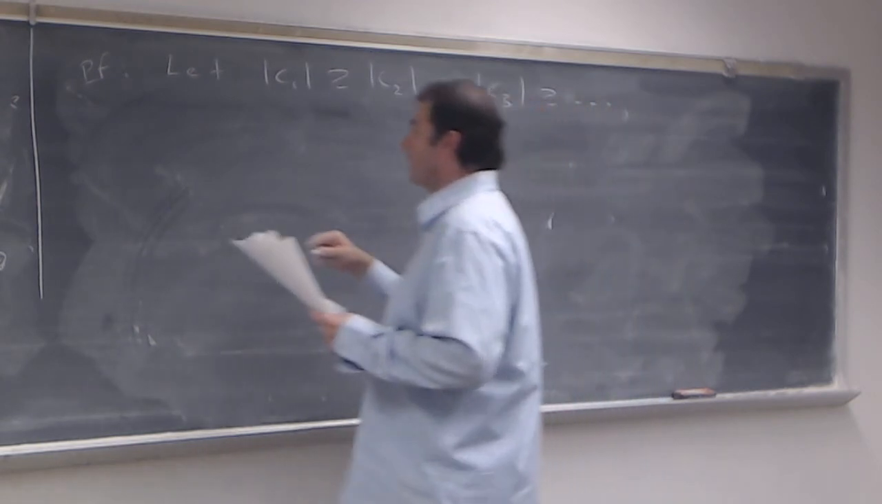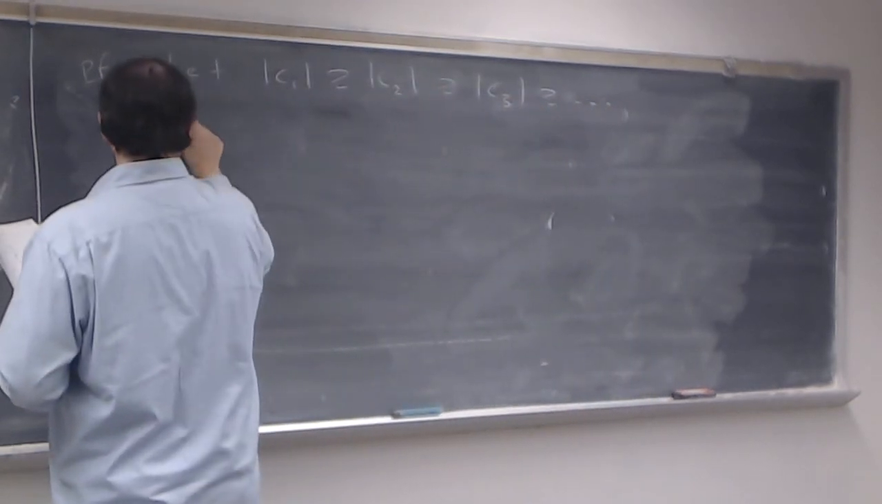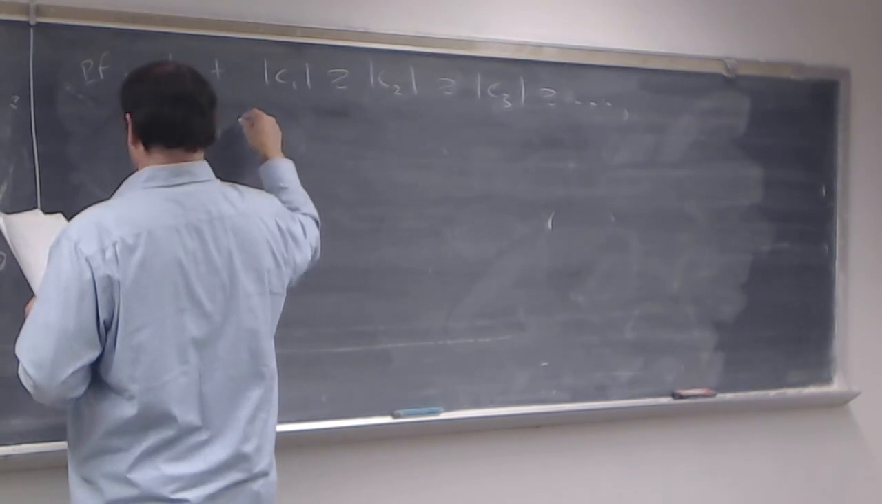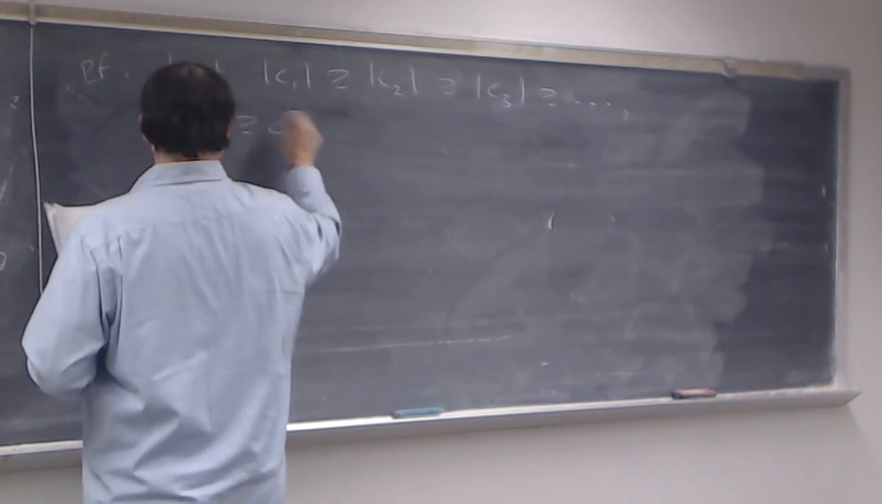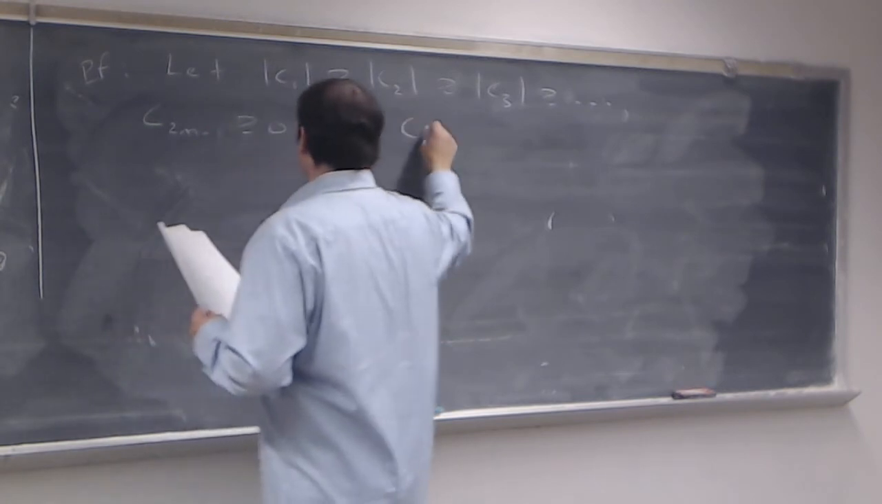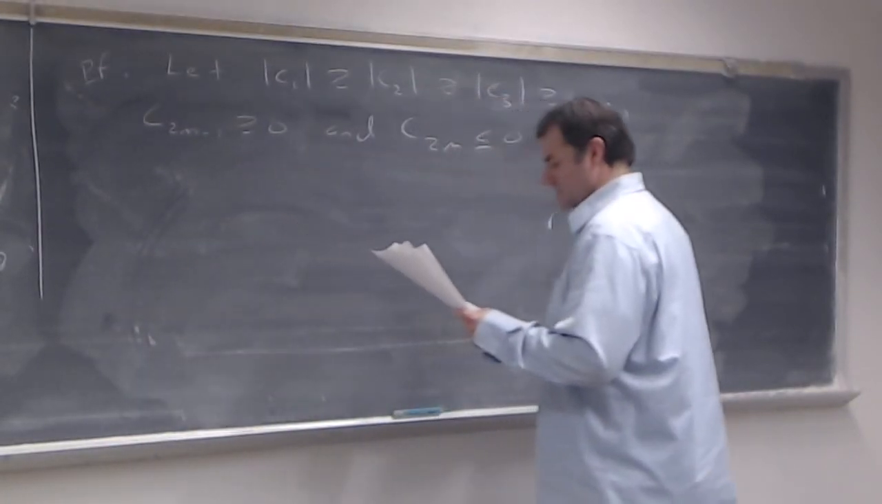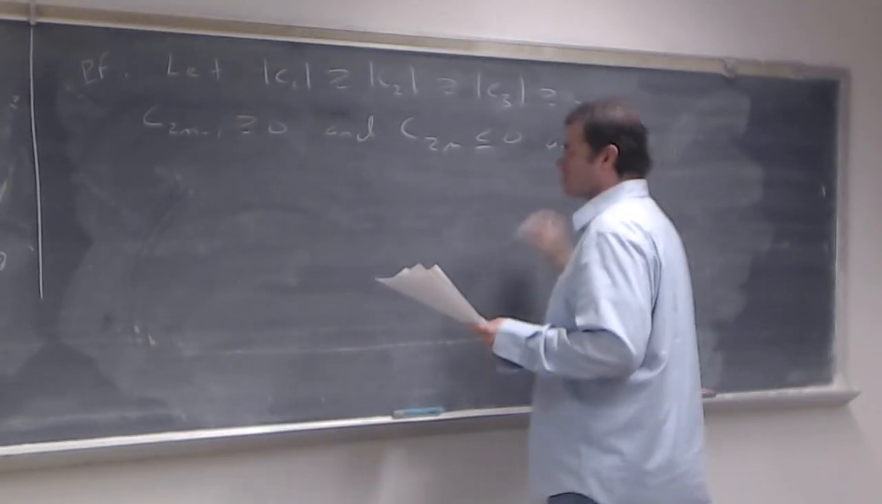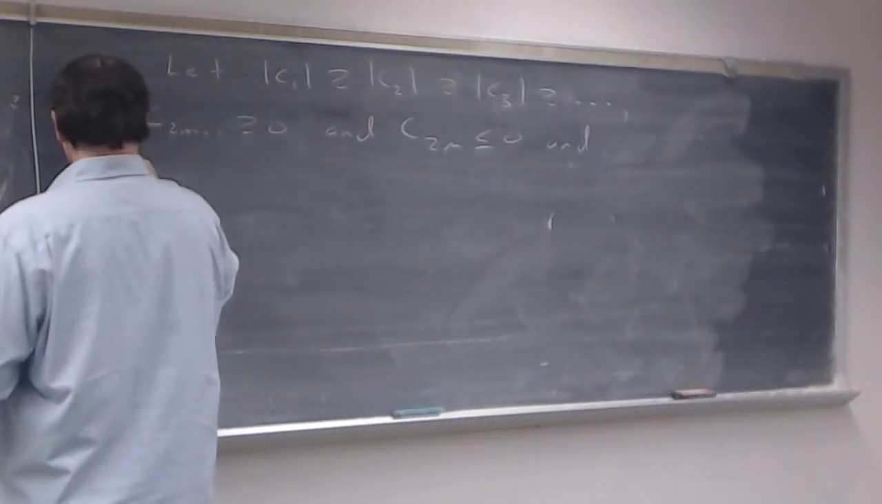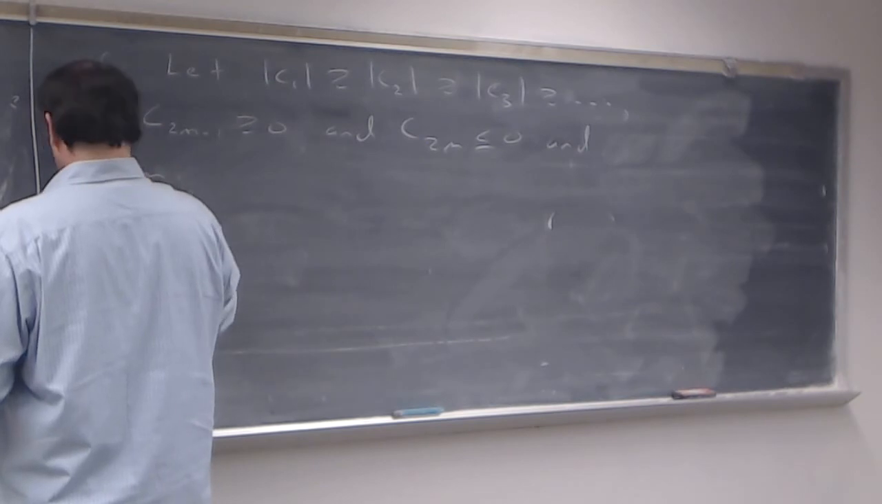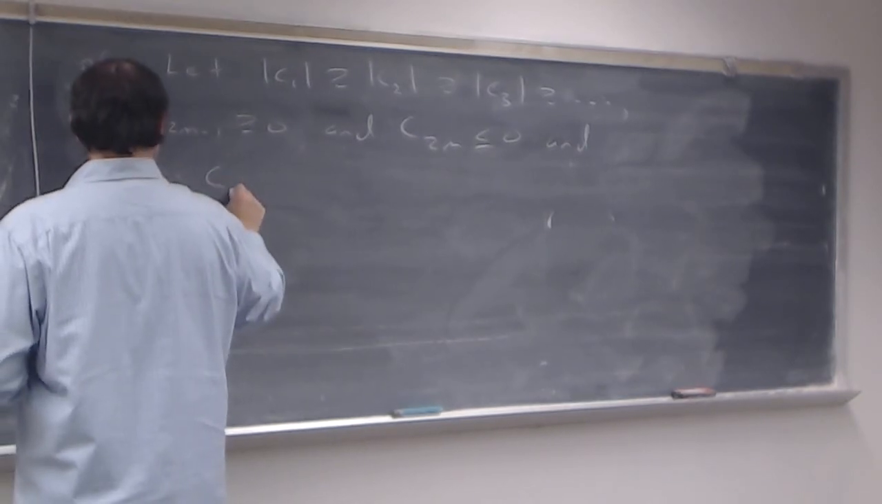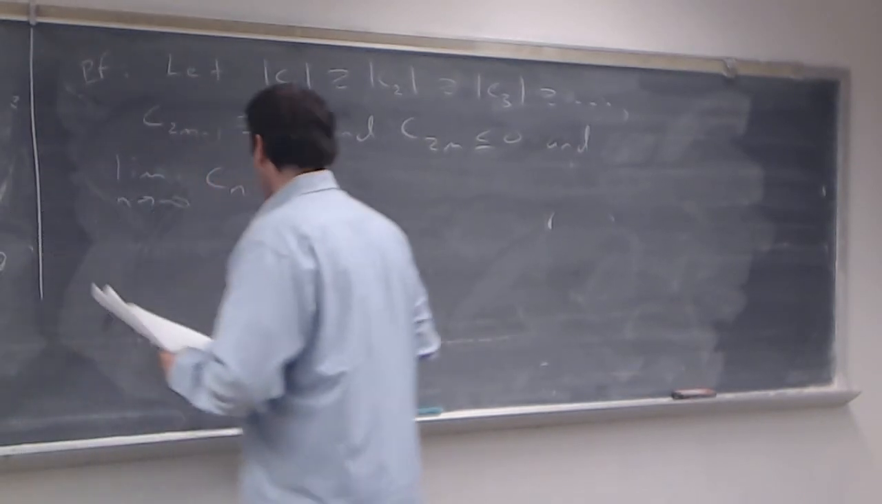Not only do we let that happen, we also let c sub 2m minus 1 be non-negative, and c sub 2m, so the even ones, be non-positive. And we let the limit as n goes to infinity of c sub n be equal to 0.